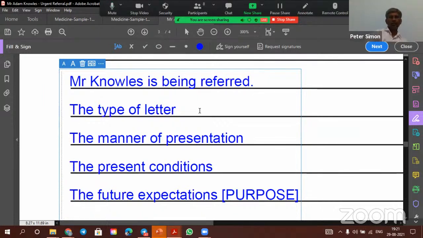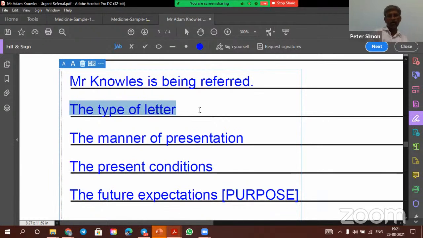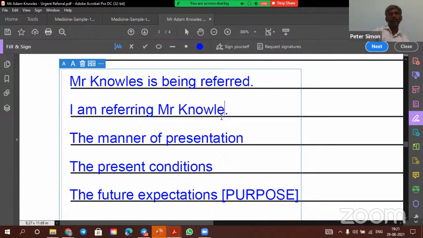Okay. Or you can write, I am referring Mr. Knowles. This is active voice. This is okay, but quality is low. Quality is low. The manner of presentation.